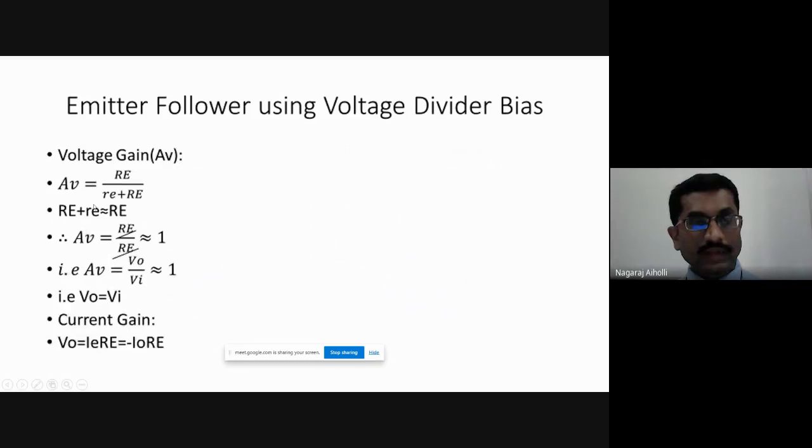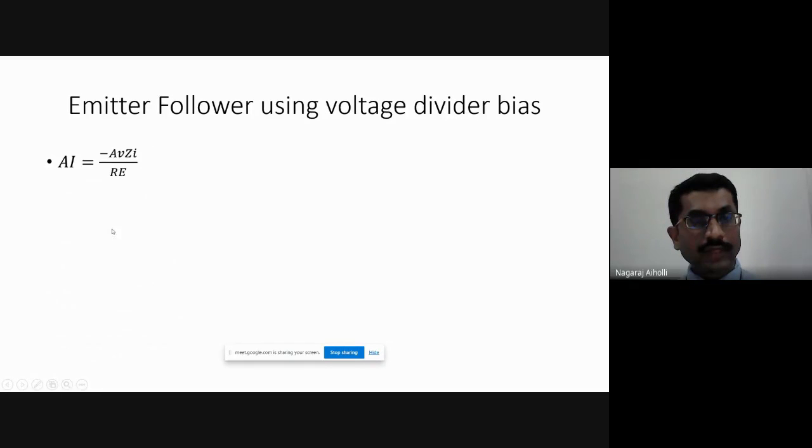Then if we look at the AV equation, the voltage gain of the basic emitter follower, it is Re divided by small re plus capital Re, right? Again, there is no RC term here also. Since Re plus small re is approximately equal to capital Re, the gain is approximately equal to 1. What about the current gain? Current gain is obtained from Vo equal to IE Re, that is minus Io Re. The final equation will be minus AV into Zi divided by Re. Again, there is no RC term in this current gain equation.